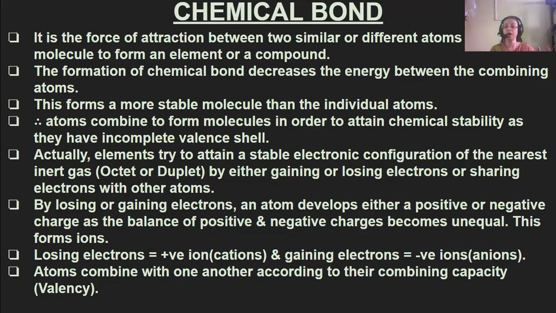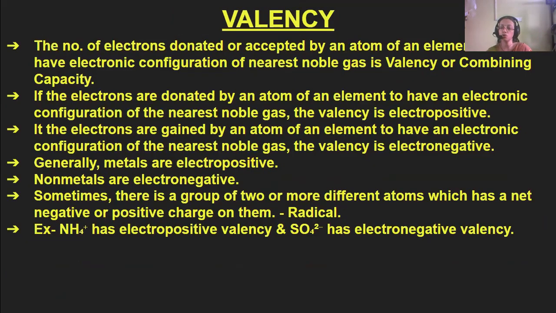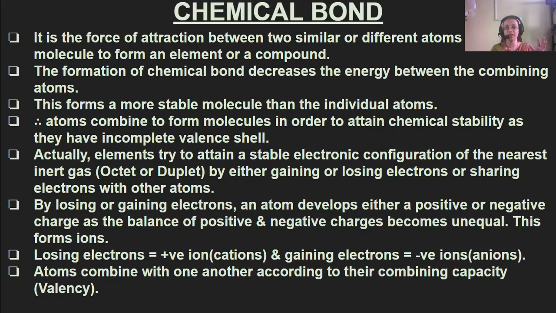Atoms combine with one another according to their combining capacity, which is known as valency. Atoms either lose or gain electrons according to their combining capacity. I'll discuss the valency later on. In my next video, I'll continue this valency part.